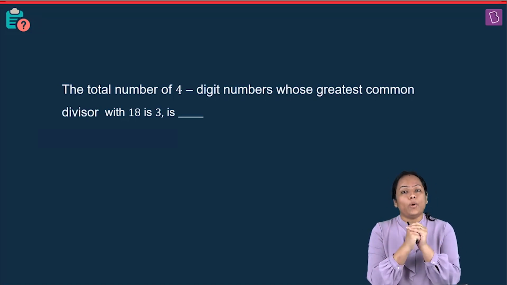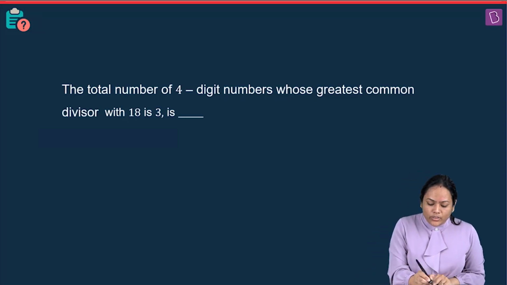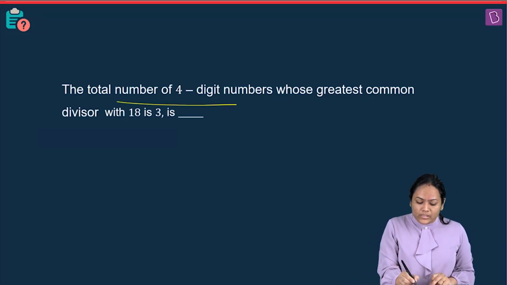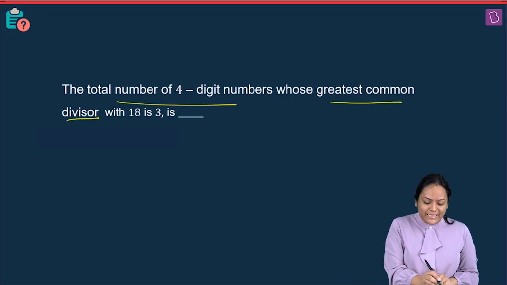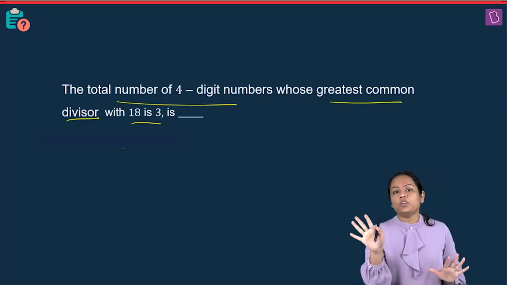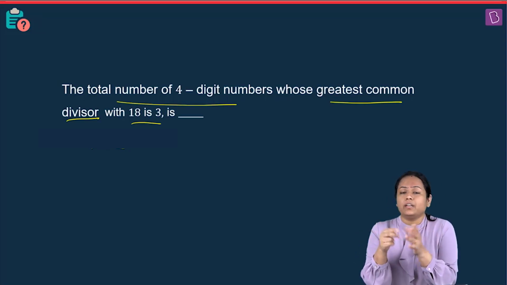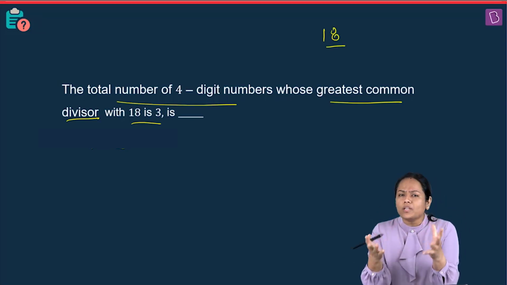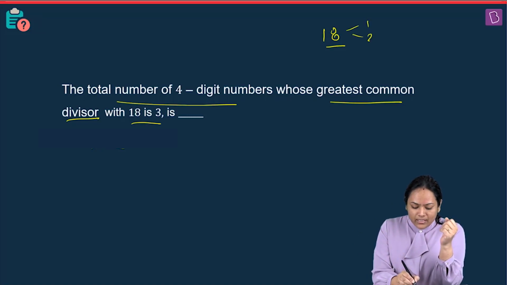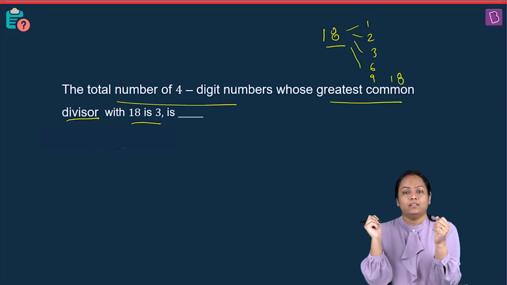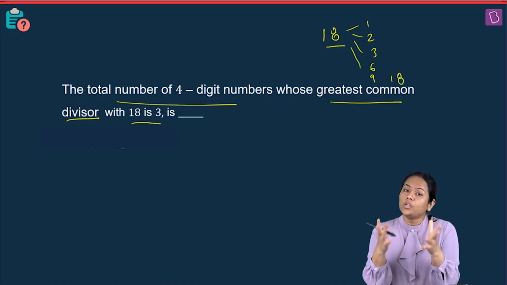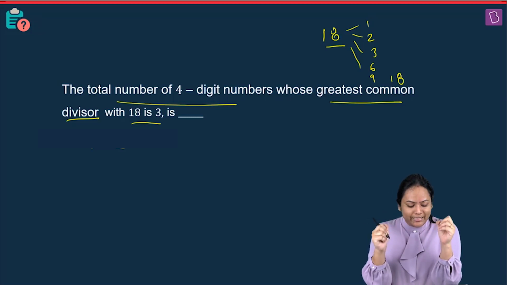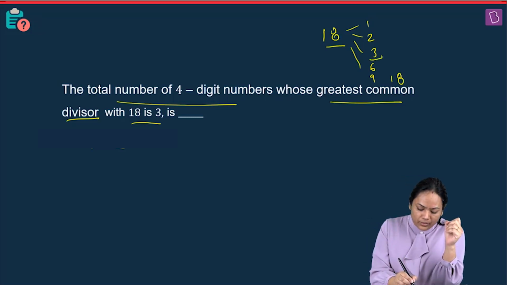Okay, so coming to the question, it is saying: the total number of 4-digit numbers whose greatest common divisor with 18 is 3. I hope you remember what is greatest common divisor. Suppose I have a number, let's say 18. What are the different divisors or the factors? Well, the factors are 1, 2, 3, 6, 9 and 18. These are the different factors or the divisors available. So the greatest common divisor has to be 3.